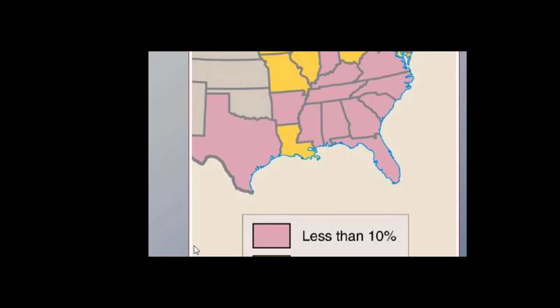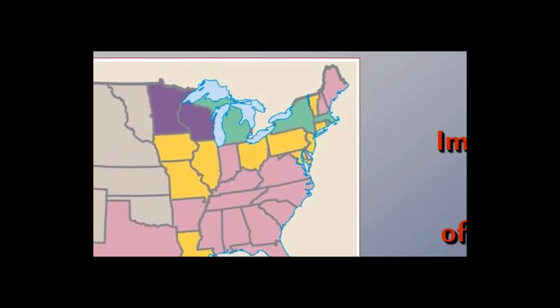If you look at the map here, less than 10% of the South, with the exception of Louisiana, because remember, New Orleans is in Louisiana, but most other states, all other states in the Confederacy, less than 10% of the state was made up of immigrants.